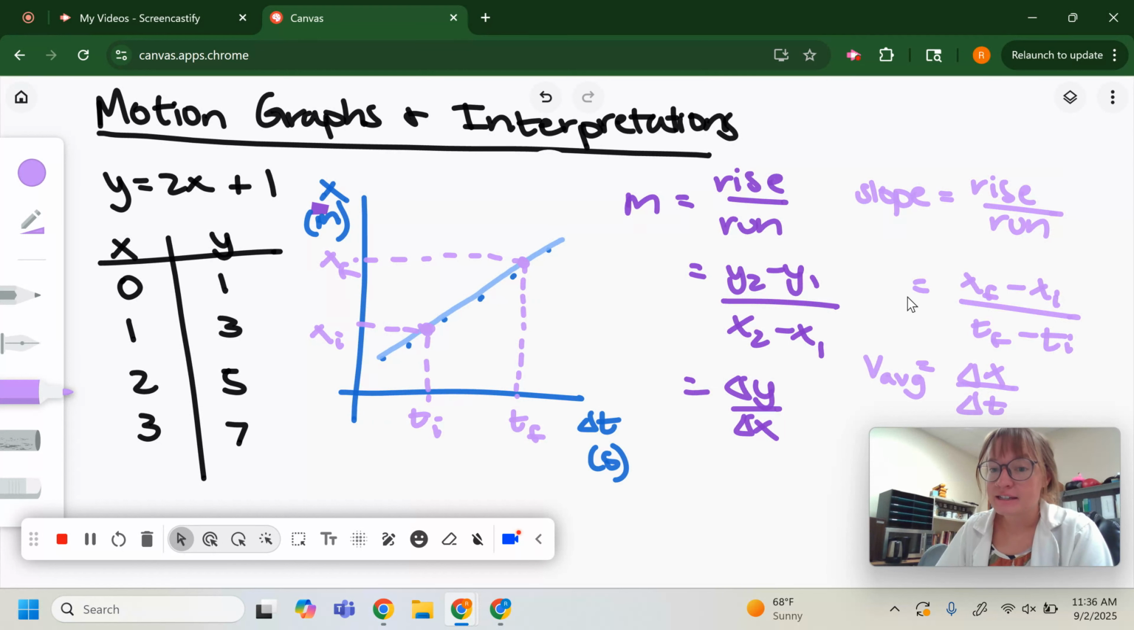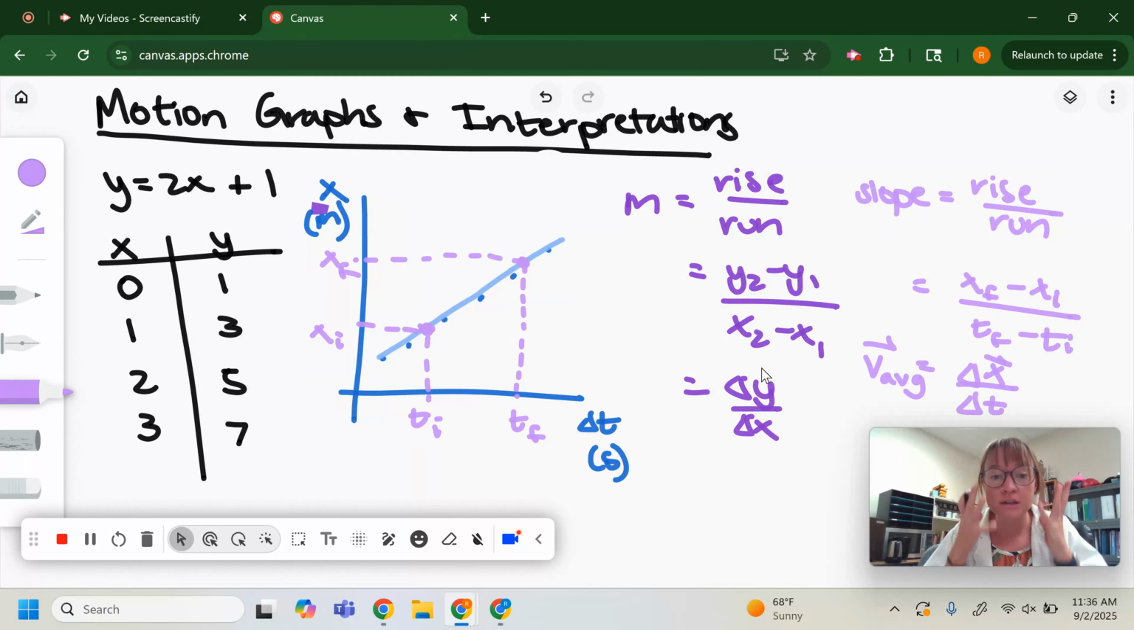And this, ladies and gentlemen, is the biggest point of the day. Are you ready? The biggest point of the day. If you take the slope of a position versus time graph, you get velocity. The slope of a position versus time graph is velocity. That should be a sentence that rings in your brain and sinks down deep into your heart, where it makes you feel warm and fuzzy inside. The slope of a position versus time graph is velocity.